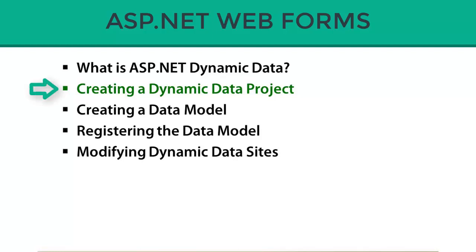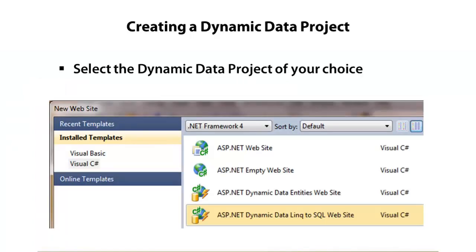Editors such as Visual Web Developer Express or Visual Studio make it really easy to create and work with dynamic data projects. Whether you create a web application style project or a website project, you can select from built-in templates. So this example shows how we could go in, create a new website, and then we could select a dynamic data template. If we'd like to use Entity Framework for our model that will communicate between the database and the website, then we could select the ASP.NET Dynamic Data Entities website. If we'd like to use Link to SQL, we can of course select this highlighted one right here.